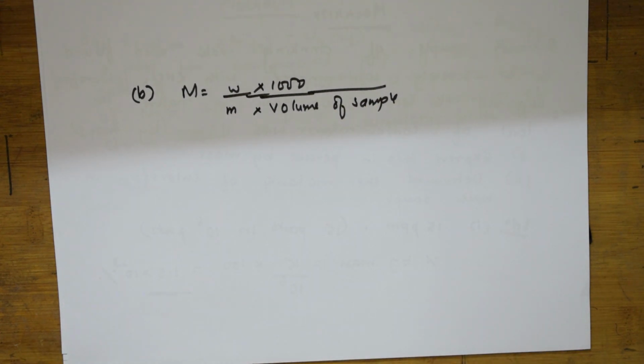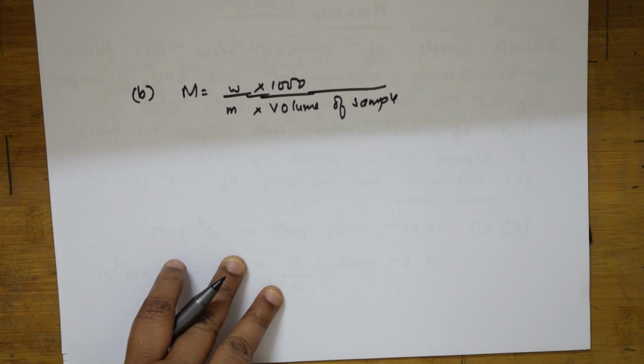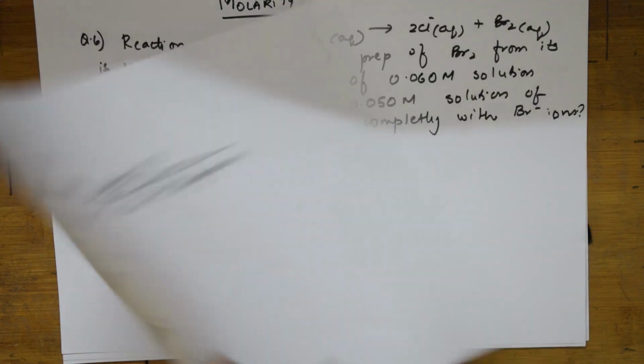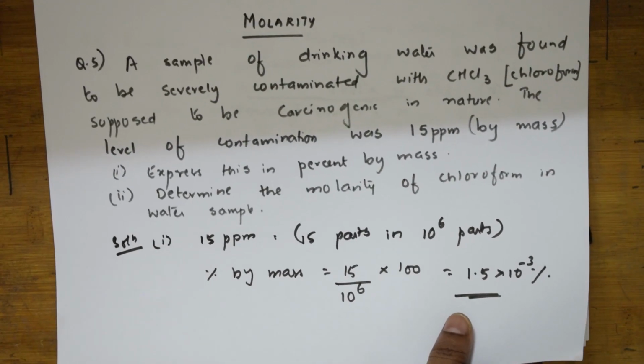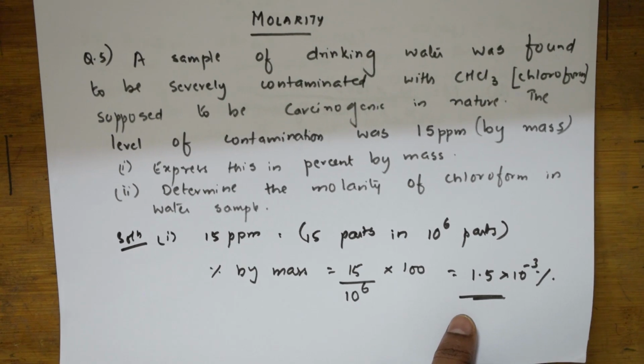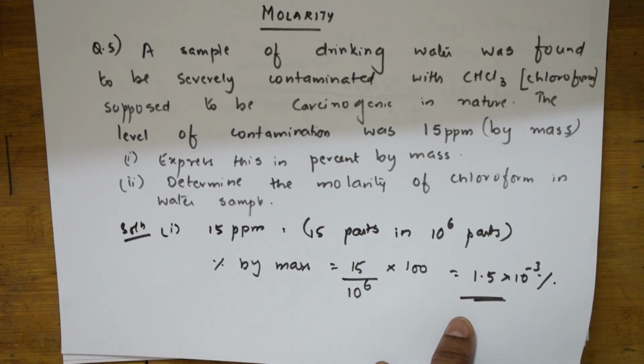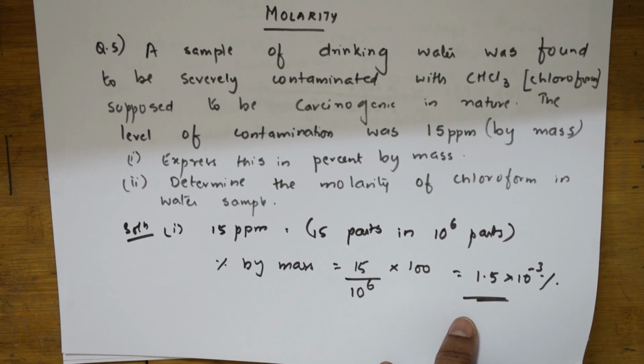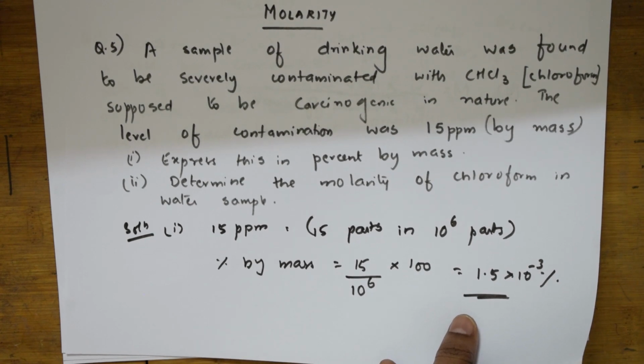So what data is given to us here? Let us see whether weight is given to us. They've given here a sample of drinking water in this particular question. They have written that the sample of drinking water was found to be contaminated, carcinogenic. Only mass is given, nothing else is given to us. Fine. Okay. So now I can easily start with this numerical.